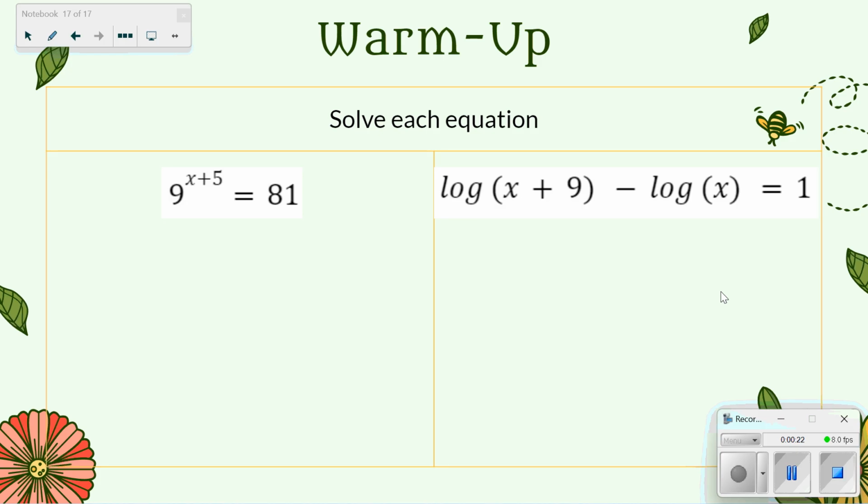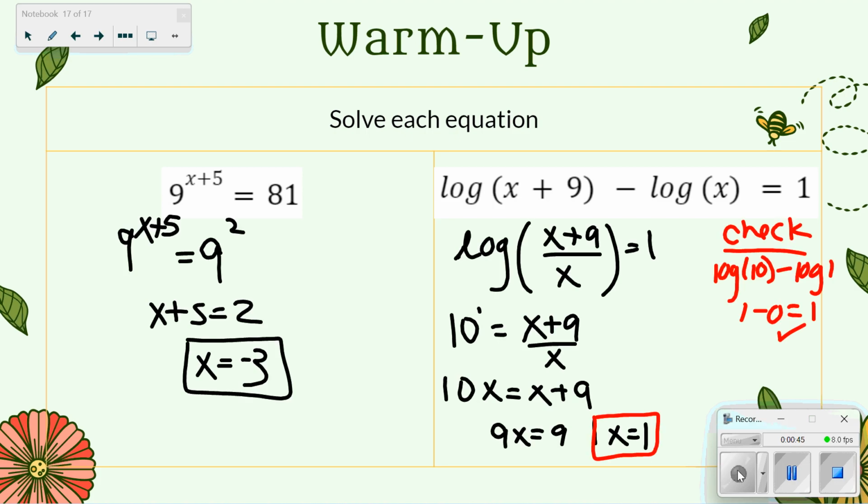So write down these two equations, solve them, check to see how you're doing with the neighbor, and then take a moment, pause the video, work on your problems, and then play the video when you are ready to check your solutions.